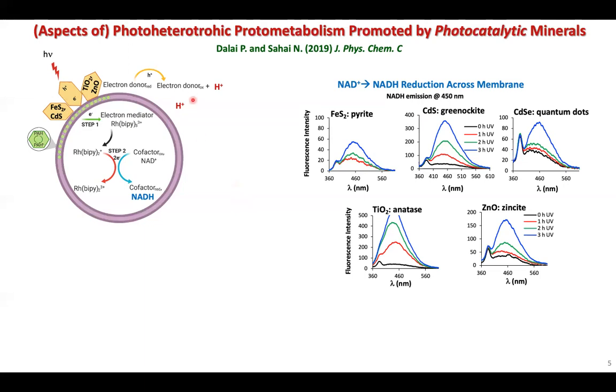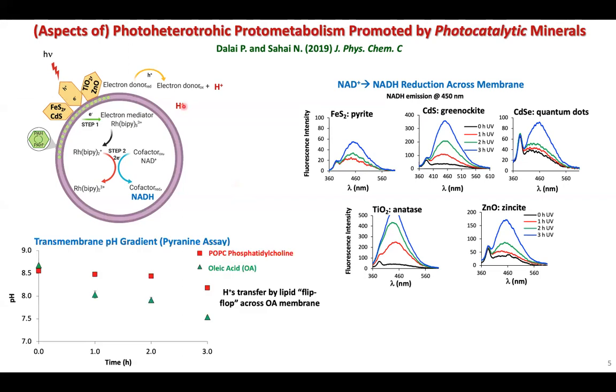How do we know that there are protons being generated outside the membrane? Well, we encapsulate pyranine within the membrane, and this is a pH-sensitive dye. So initially inside, the fluorescence of pyranine is corresponding to a pH of 8.5. That's at time T0.